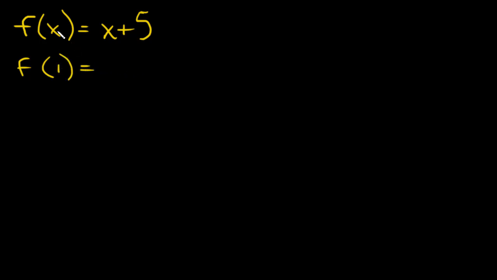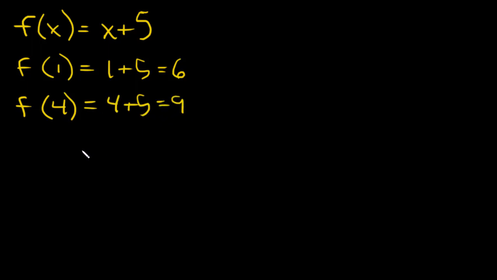So the next thing we're going to do is practice the f notation. Let's say I have f of x is equal to x plus 5. What would I get if I wanted to do f of 1? Well, f of x is x plus 5. F of 1 is 1 plus 5. So I get 6. What about f of 4? Well, f of 4 would be 4 plus 5, which would give me 9.